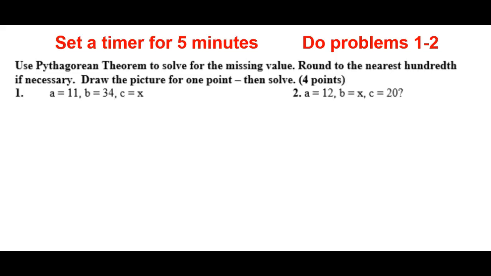So here we go. I would like you to set a timer for 5 minutes. You should be able to get both these problems done in 5 minutes. If you need 6, okay, but set a timer for 5 minutes and see if you can get them done. This is Pythagorean theorem. So remember, that is a squared plus b squared equals c squared. I will give you that, and I would like you to use your notes to solve these two problems. Pause the video now.